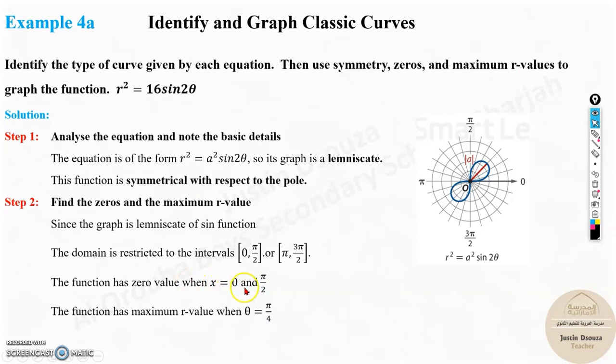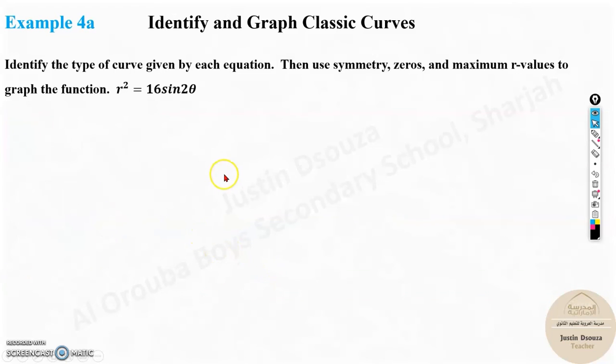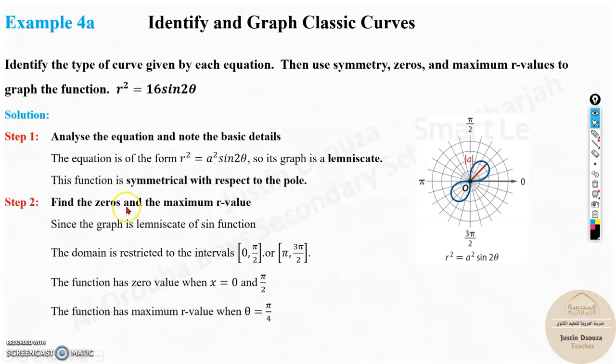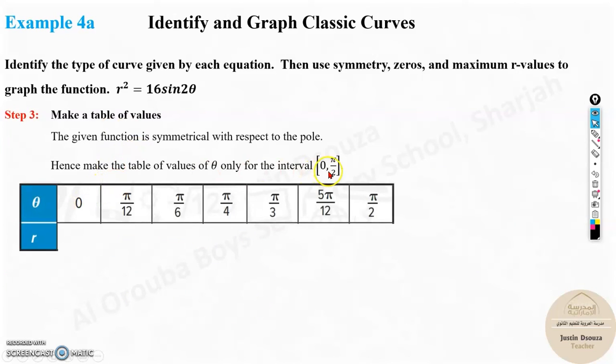And where are the zeros? At 0 and pi by 2. Okay, so this is just the basic understanding. The main thing is to make the table of values. So make the table of values from 0 to pi by 2.